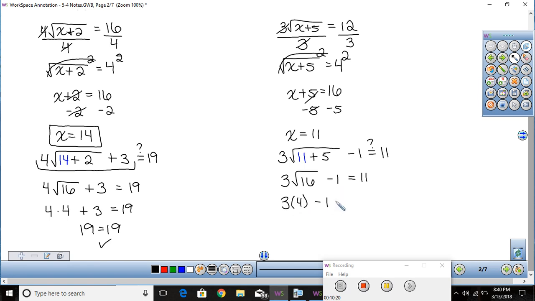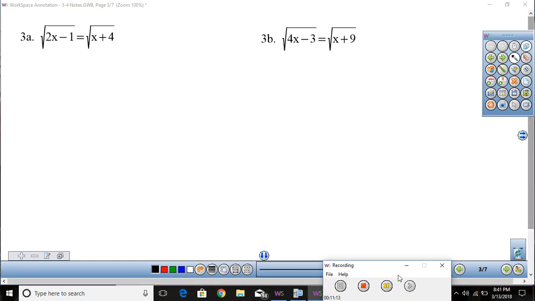Then you got minus 1. So I've got 12 minus 1 is 11. So 11 does equal 11. So x equals 11 is a solution. So now we've got a square root on both sides.